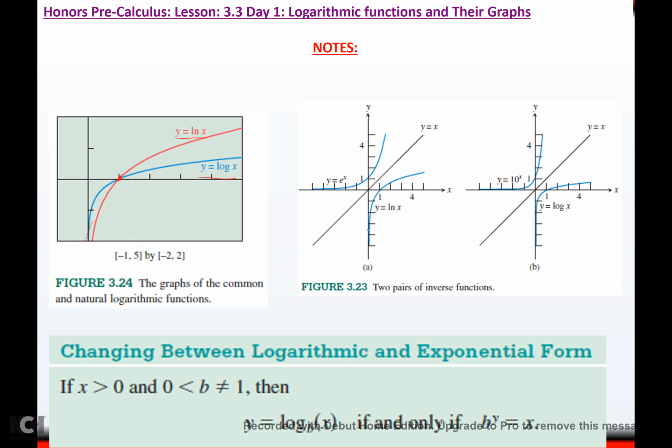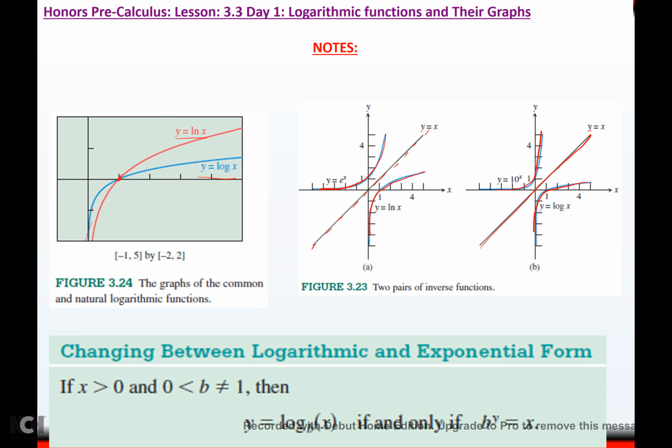What you need to know too is their inverses. Here's your natural log function. The inverse of the natural log function is e to the x. Those are inverses, and you can tell because the line y equals x splits them in half. The inverse for the logarithmic function is 10 to the x, and they're inverses.